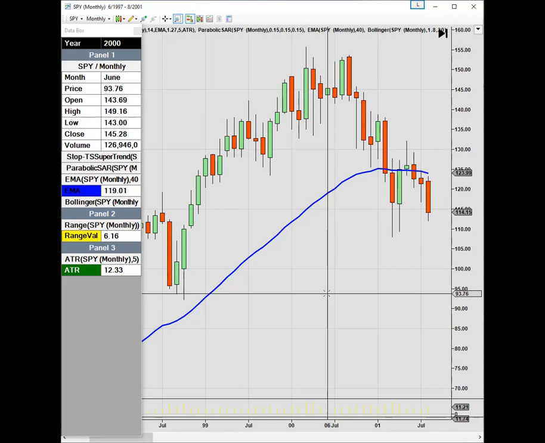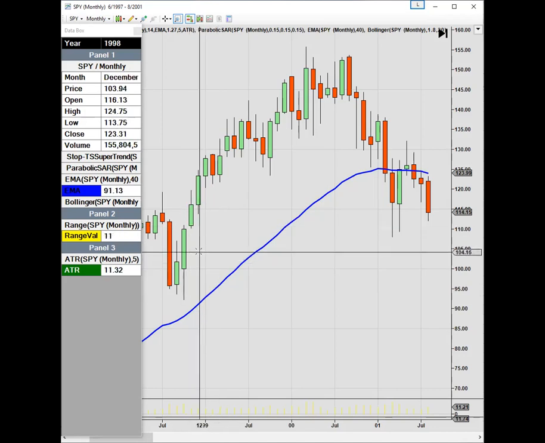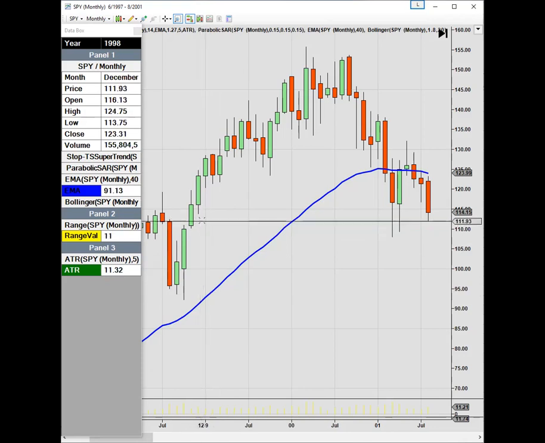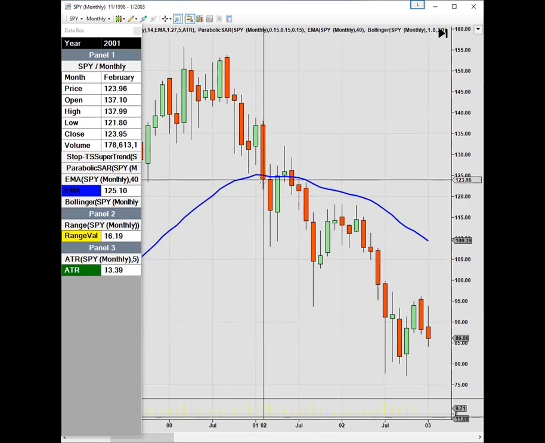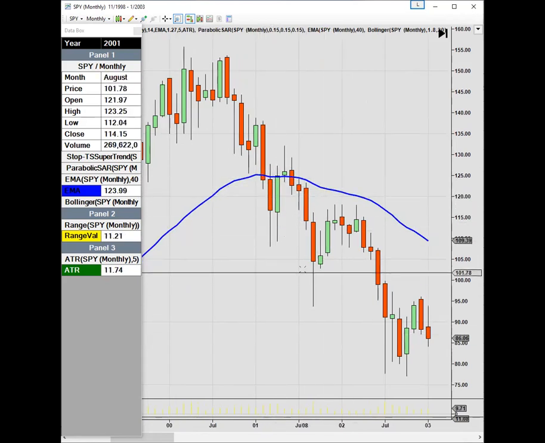So you're going to see a 40-period moving average on just about every chart we have. So there's a monthly chart of the S&P 500 where every candle is 1 month of time. Okay, so this is December 1998, and we're above the 40. We pull back to the 40. Two closes below the 40 usually tends to have a deeper drop. This was that big crash in 2001 where the market dropped.